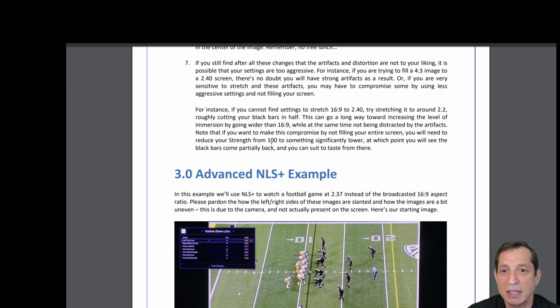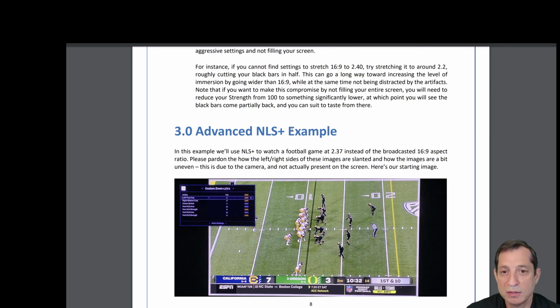If you still find that after all these changes, the artifacts or distortion are not to your liking, it's possible that your settings are too aggressive for your personal taste. For instance, if you're trying to fill a 4:3 image to a 2.40 screen, there's no doubt you're going to have strong artifacts as a result. Or if you're very sensitive to stretch, you may have to compromise by using less aggressive settings and not filling your screen. For instance, if you cannot find settings to stretch 16:9 to 2.40, try stretching it to around 2.2, roughly cutting your black bars in half.